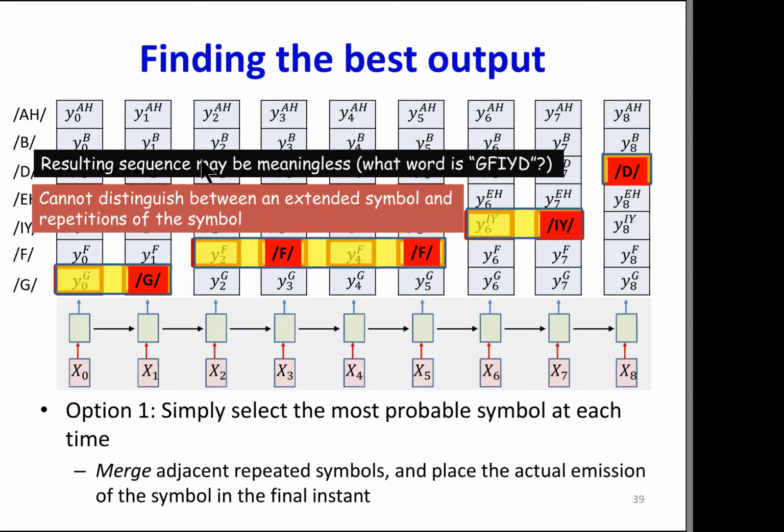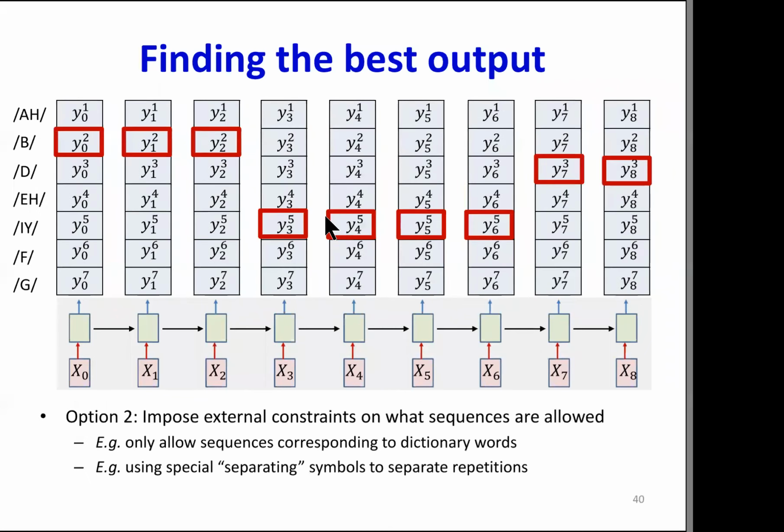And you also have this other issue that the resulting sequence may be meaningless. Who cares, right? So you need additional constraints. Now, one way to do this is to say, I'm only going to allow sequences corresponding to dictionary words. That's complex. It involves using a language model. We won't get into that. Or you can use a special separating symbol to separate repetitions. And we will see that in the next class.